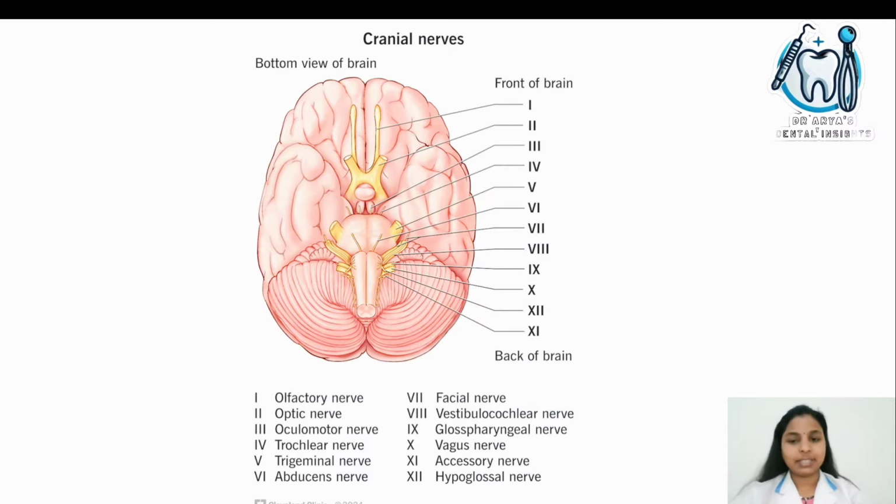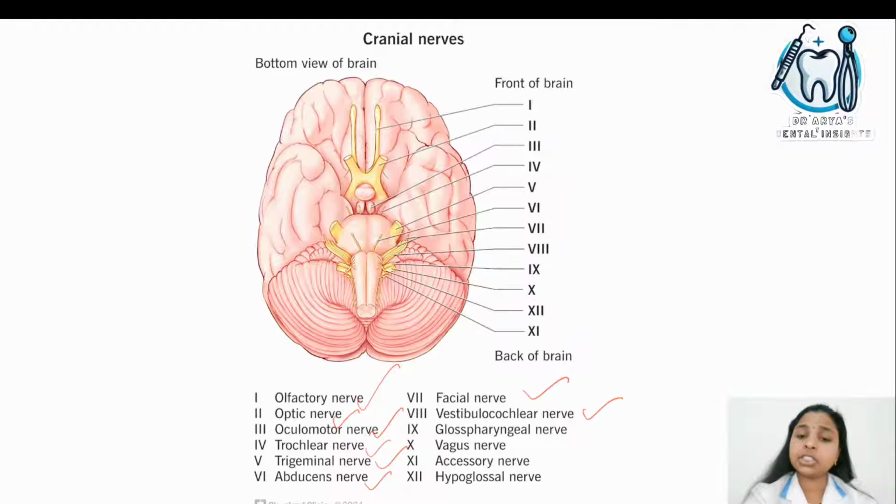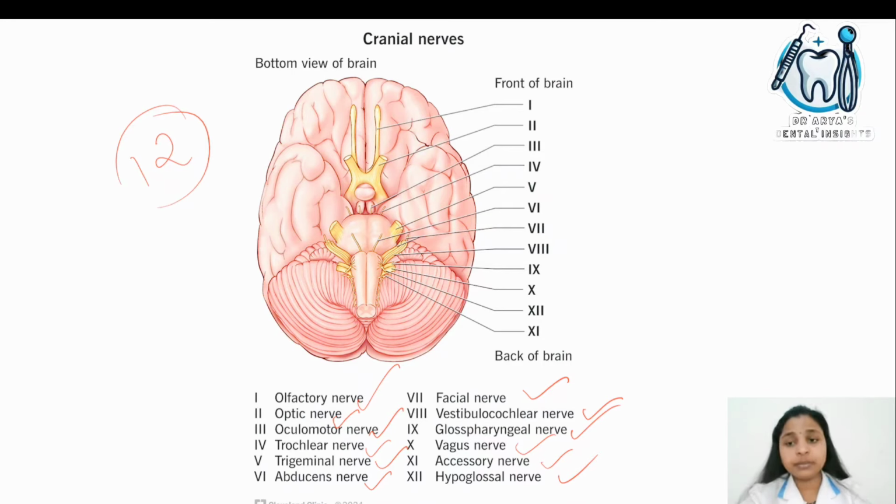So briefly on the cranial nerves. Okay, so here I have a mnemonic to remember the cranial nerves. So the first cranial nerve is olfactory. Second one is optic. Third is oculomotor. Fourth one is trochlear. Then trigeminal, abducens, facial nerve, vestibulocochlear nerve or auditory nerve, glossopharyngeal, vagus, accessory nerve and hypoglossal nerve. So these are the 12 cranial nerves. So they should be remembered. This is very, very important.